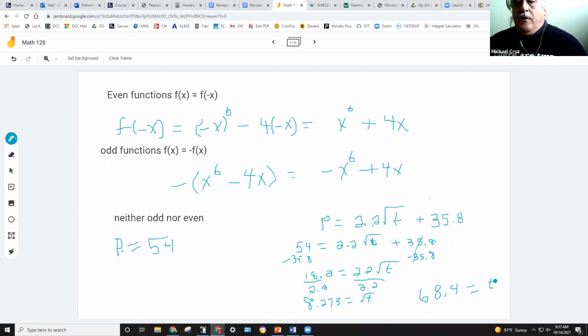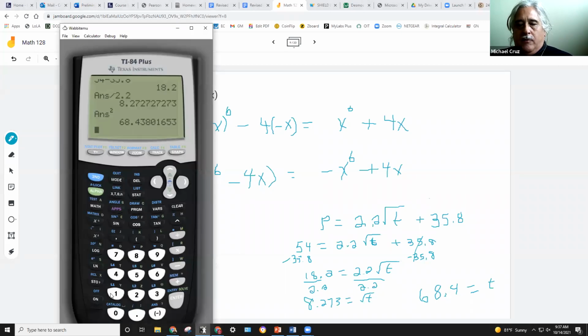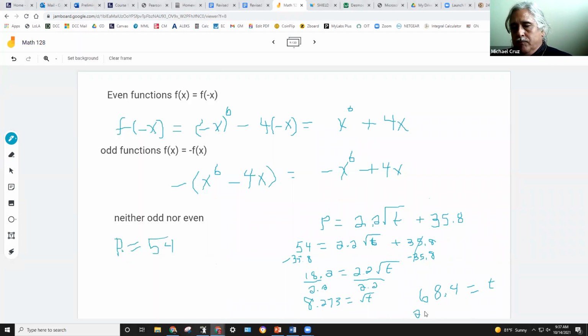So the year would be 68 beyond 1970. All right, so what year would that be? It was 1970 plus, let's just say 68. So it'd be 2038. So 12 years or something like that.